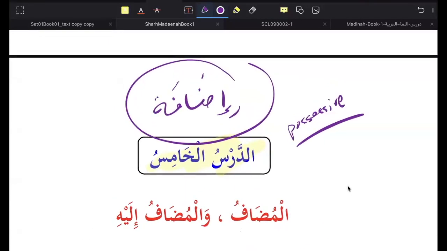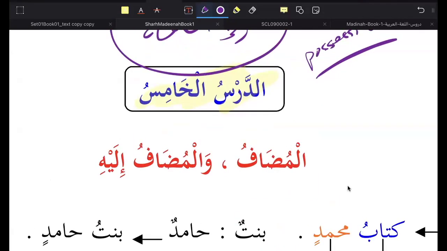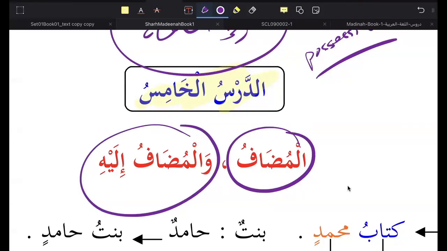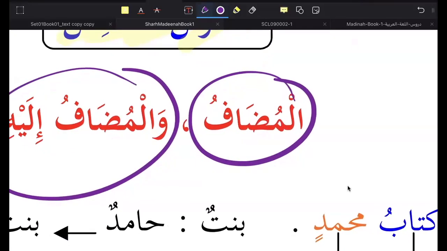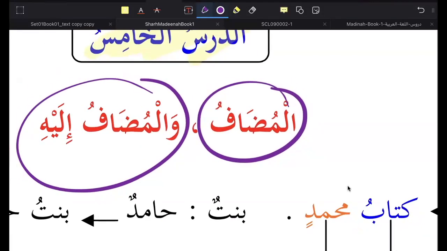So this is very, very important. In fact, idafa is extremely fundamental to the language, and we use idafa way more extensively than the English language. Why? Because I told you we use idafa for other purposes as well. Now, it starts by saying al-mudaf wal-mudaf ilayhi. The explanation starts by introducing two words. What is al-mudaf, al-mudaf ilayhi? These words are honestly very difficult to translate into English and are something you have to memorize.